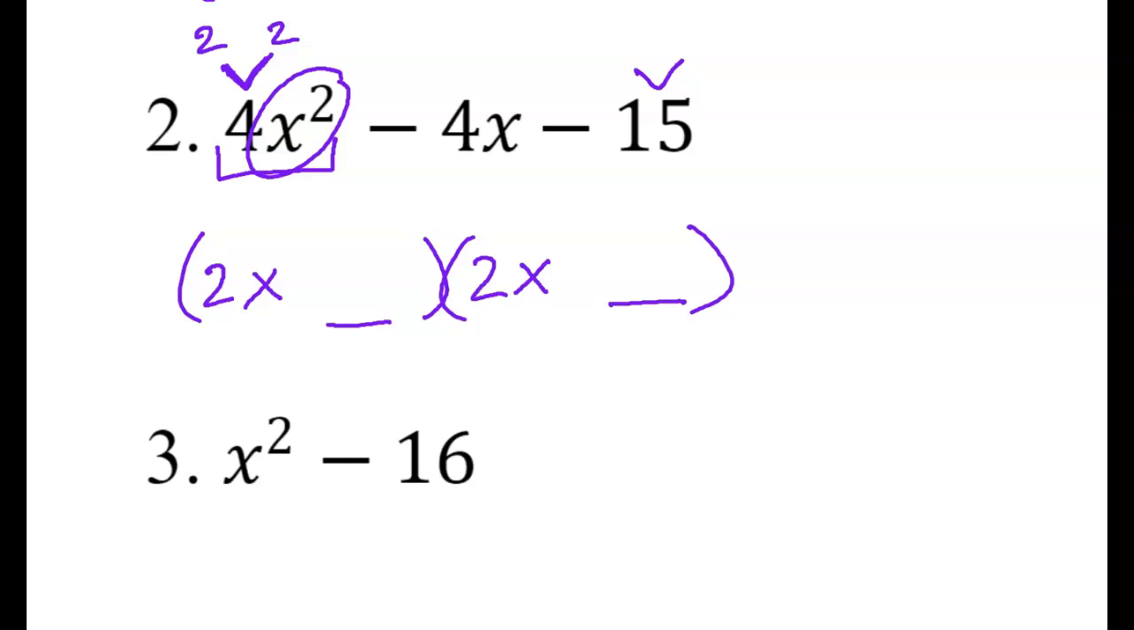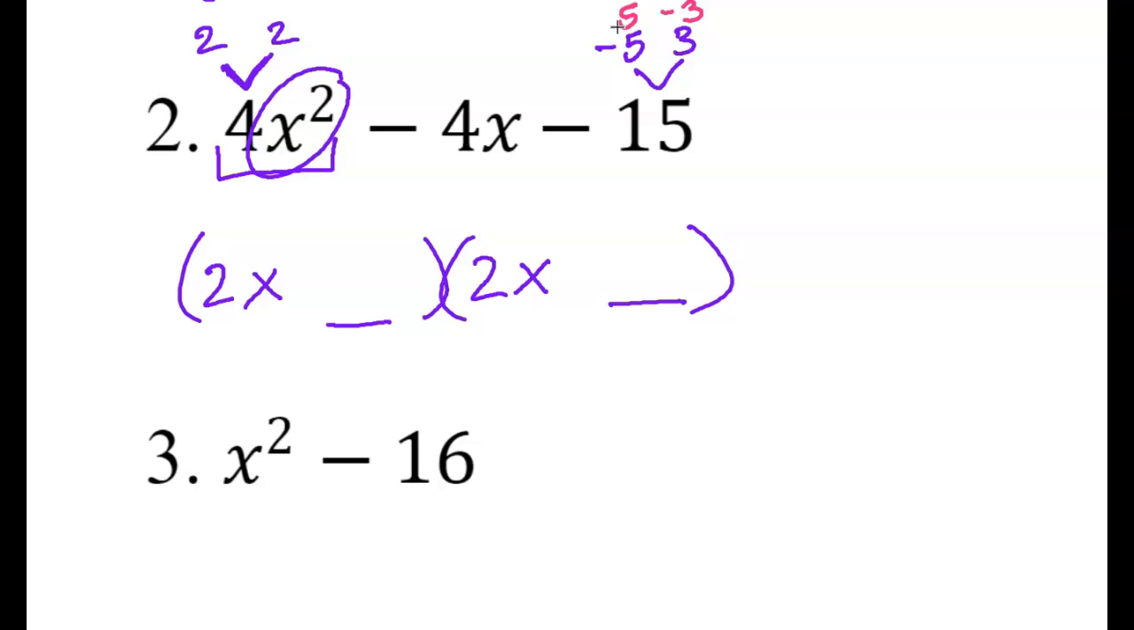Remembering that the smaller both numbers are, the better. We won't probably get a problem where it's 15 and 1, okay? 3 and 5. Now, it's negative 15. So there are 2 that we could possibly come across. Negative 5 and 3, or 5 and negative 3.